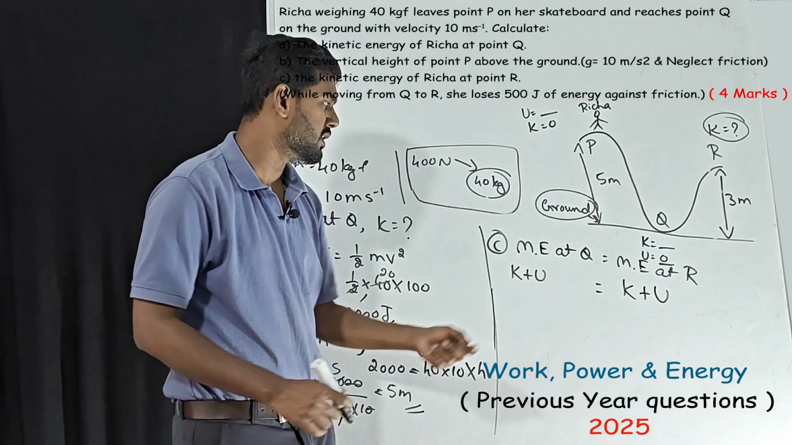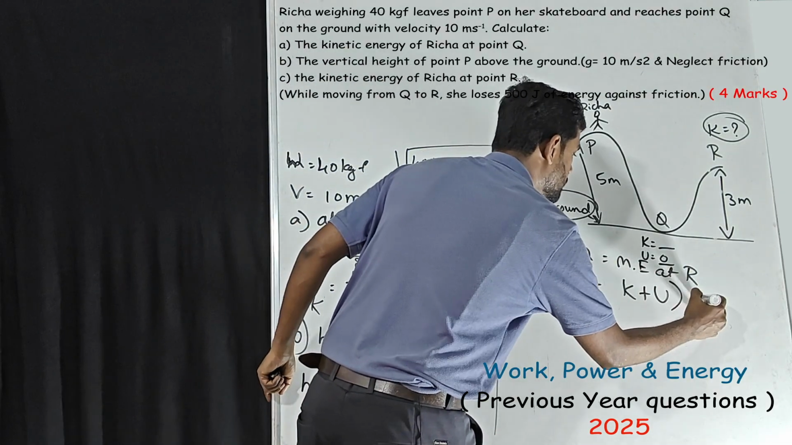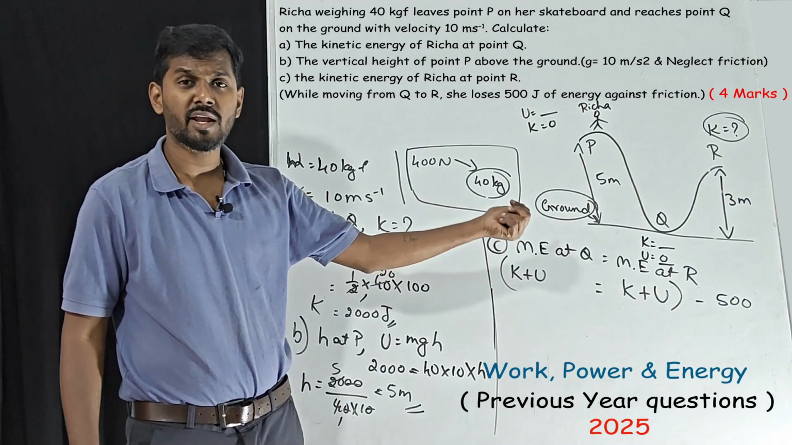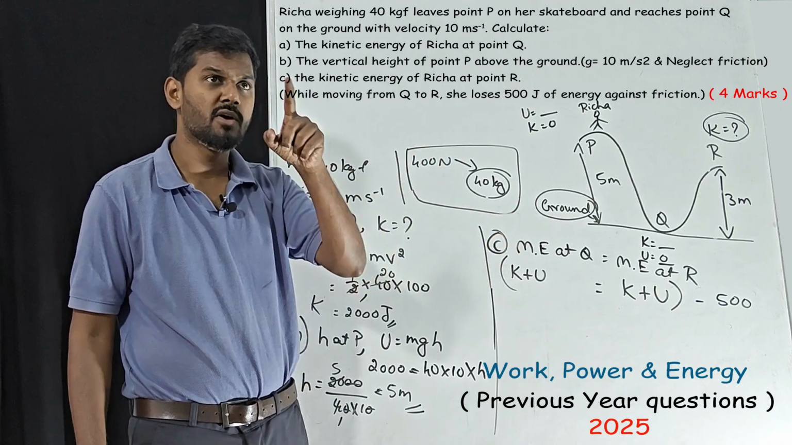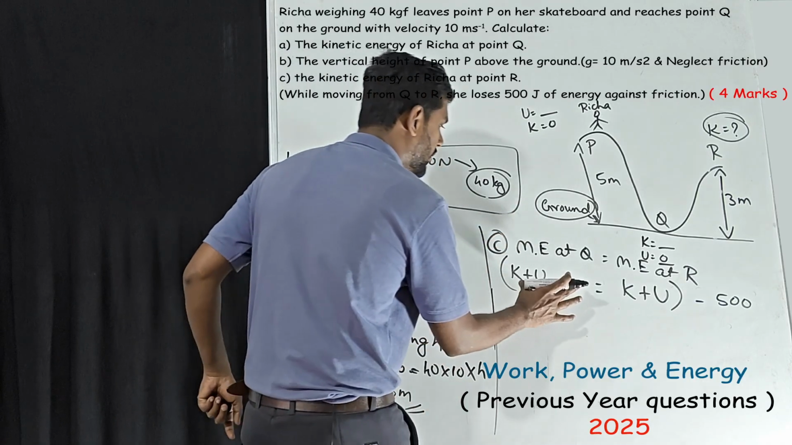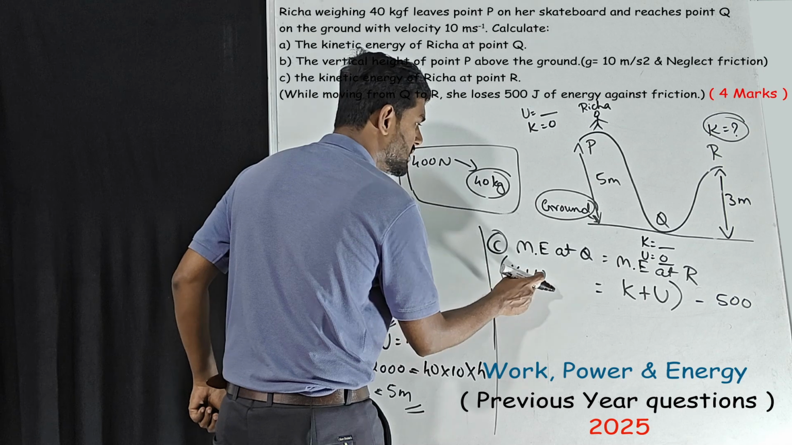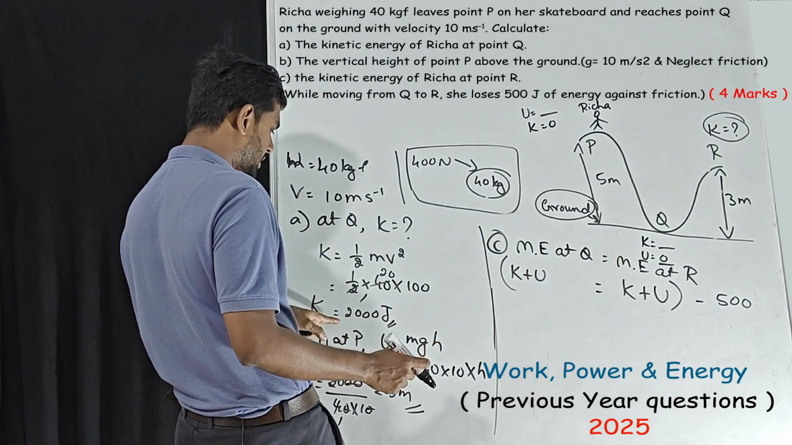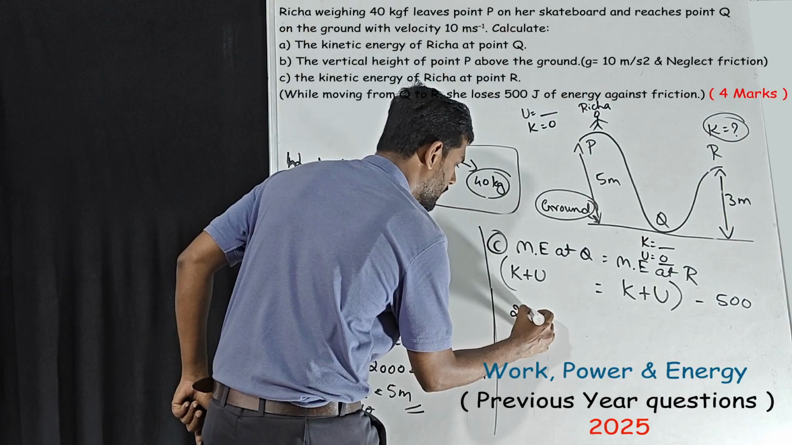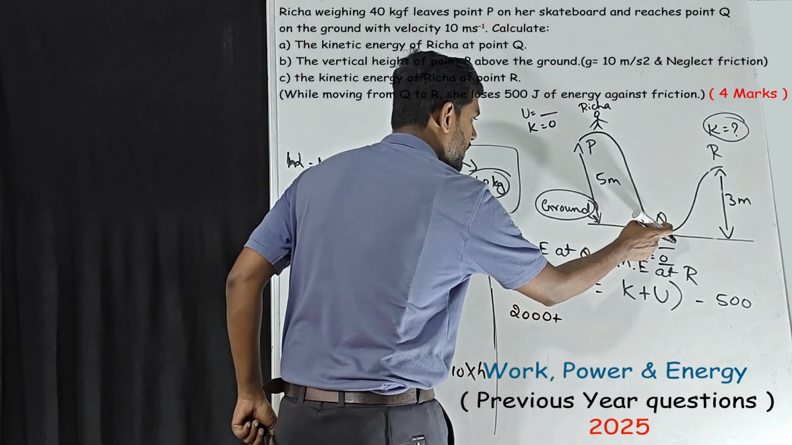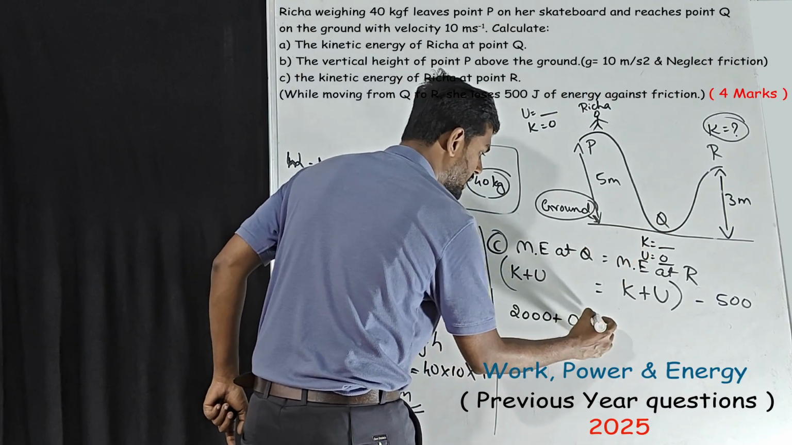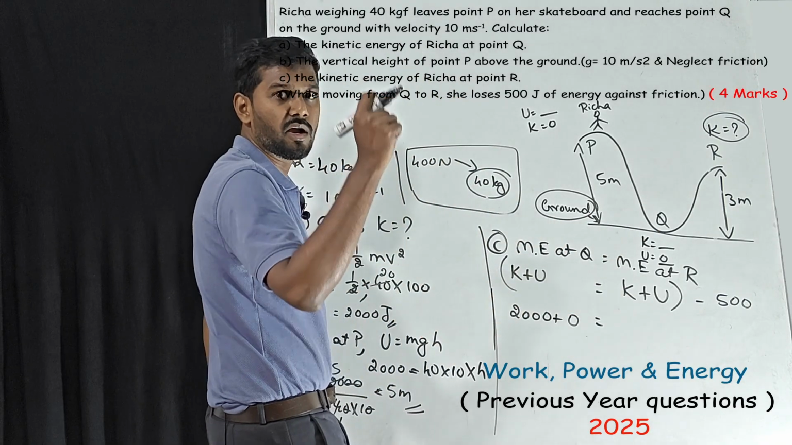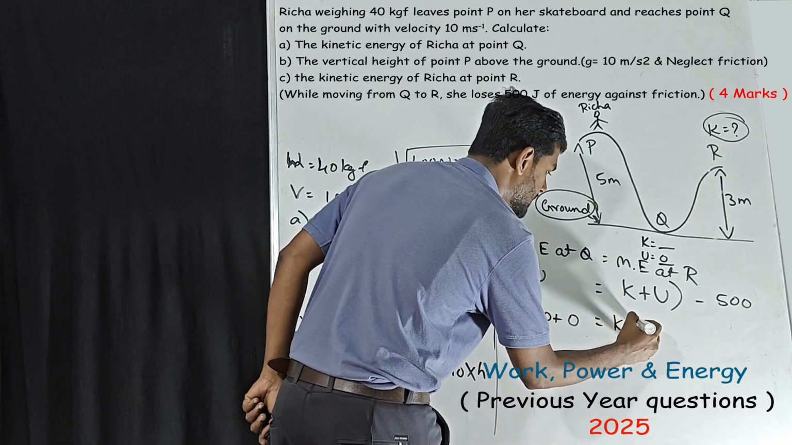K plus U at Q is equal to K plus U at R, correct? So now we got this one, and finally we have to subtract 500. Why? Because 500 joules of energy is lost because of friction. That we will do finally. Now we'll solve only these two. Kinetic energy at Q, that is what we have found. Kinetic energy at Q is 2000. We know at Q there is no height, so potential energy will be 0. Kinetic energy at R, that is what we need to find according to the question. We'll write it as it is.